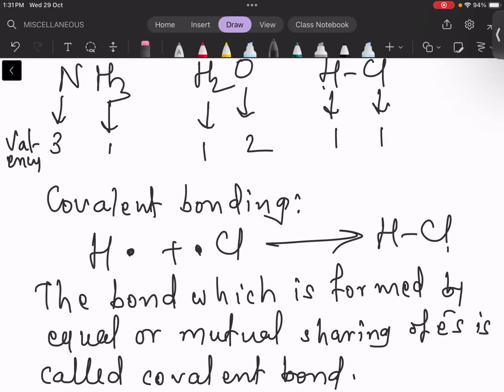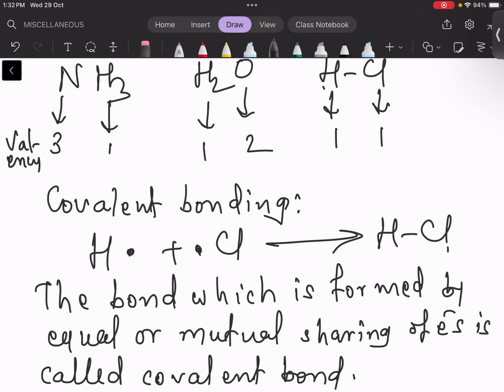So the bond which is formed by equal or mutual sharing of electrons, that is called what? Covalent bond. In the formation of HCl, hydrogen contributes 1 electron and chlorine contributes 1 electron, and thus it is equal or mutual sharing of electrons, right? So the bond formed by equal or mutual sharing of electrons is called a covalent bond, right?